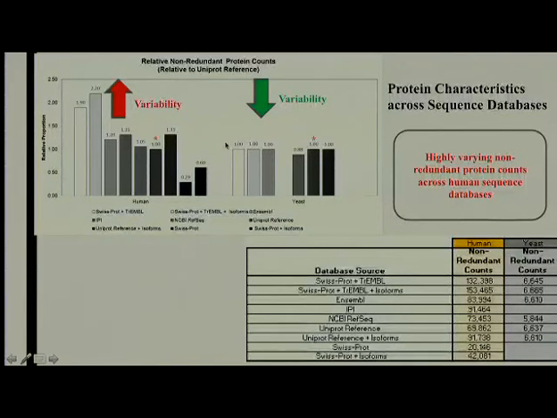However, when you look at the yeast databases, you don't see that kind of variability across protein counts. Yeast is a very well-studied organism. There's very good communication between different yeast sequence databases.